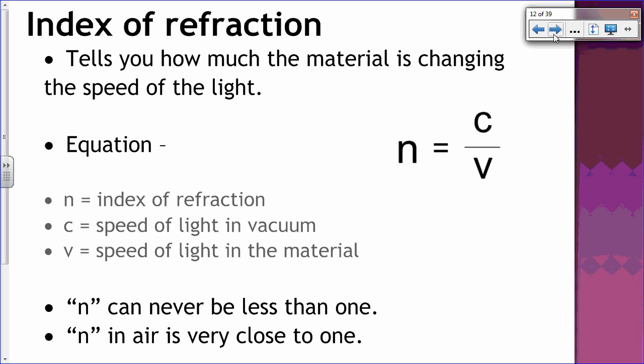And there might be a problem where they just ask you to calculate the index of refraction. You only need one number to calculate the index of refraction. You only need the velocity of the material, because you always have the speed of light. Okay? Since nothing can go faster than the speed of light, n can never be less than 1. So if this comes out to be a decimal, you probably flip-flopped them. You probably did something wrong. Okay? And then the index of refraction in air is very close to the speed of light in a vacuum, so the n value of air is usually we just use 1 for the index of refraction in air.